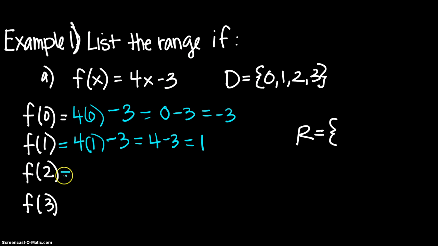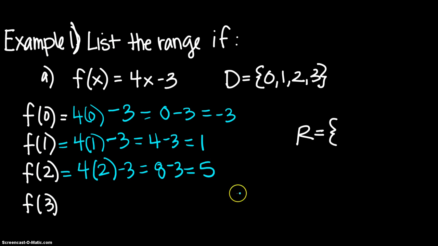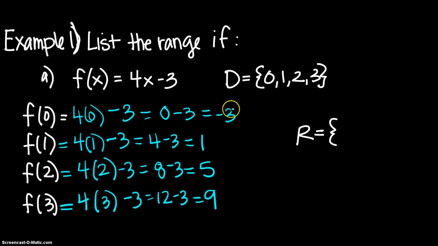And 2, so I'm going to plug in 2. 4 times 2 minus 3, so this is 8 minus 3, which is 5. So 5 is the third number of my range, and I still have to plug in 3. 4 times 3 minus 3. So this is 12 minus 3, which is equal to 9. So all these numbers over here, negative 3, 1, 5, and 9, those are all part of my range.